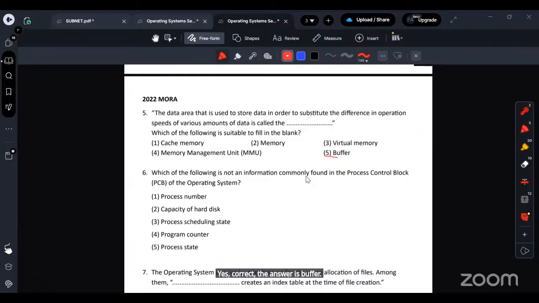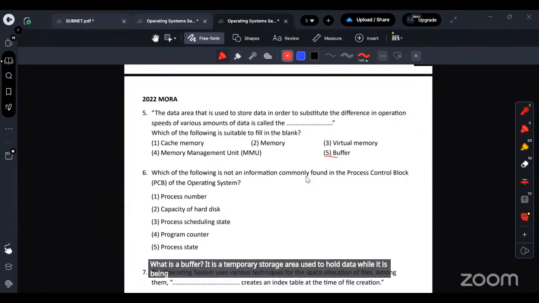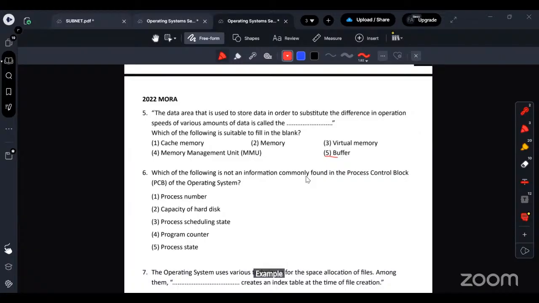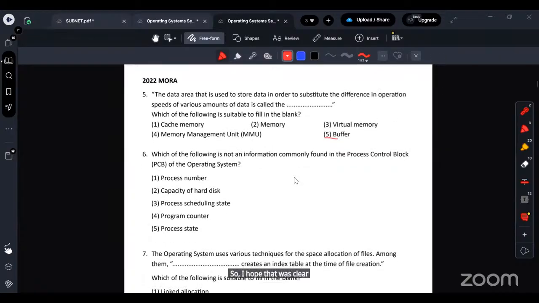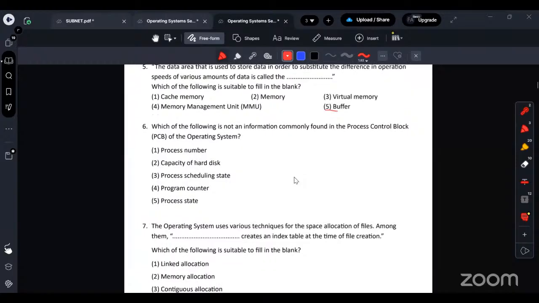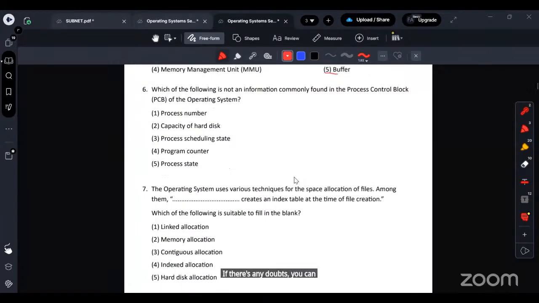What is a buffer? It is a temporary storage area used to hold data while it is being transferred between two devices or processes that operate at different speeds. Example, between a fast CPU and a slower hard drive. So I hope that was clear. If there are any doubts, you can ask. Which of the following is not an information commonly found in the process control block of the operating system?